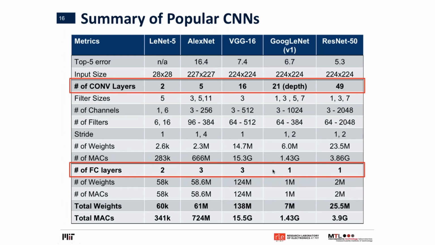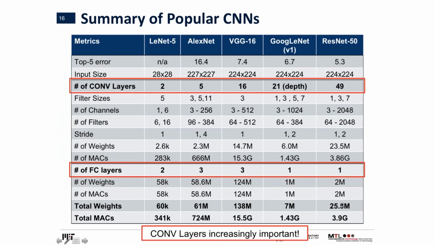And so as you can see, the overall trend is that convolutional layers get deeper and fully connected layers reduce. And so overall, when we look at, for example, ResNet, the majority of the weights and the computations are actually happening in the convolutional layers as opposed to the fully connected layers. So as we move forward, one of the things that we should consider is that convolutional layers, particularly for CNNs, are becoming increasingly important, and we should really focus on developing methods for efficient processing.